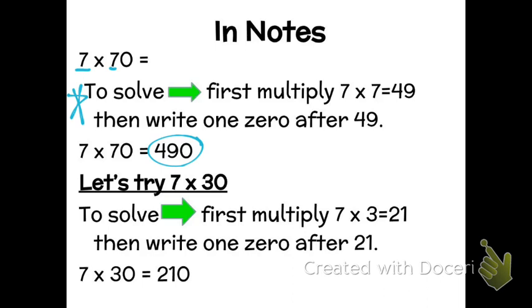Now go ahead and try 7 times 30. You'll solve by first multiplying 7 times 3, again, your non-zero digits, and you get 21. Then you write 1 0 after 21 to get your final answer of 210.